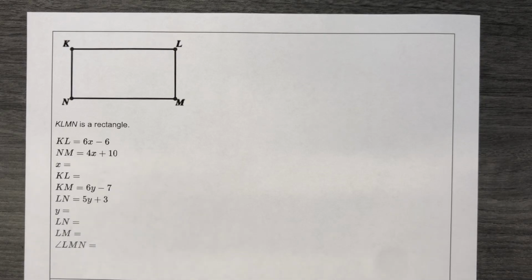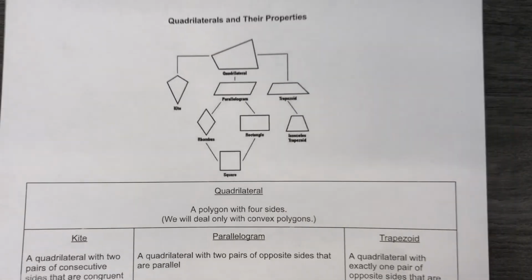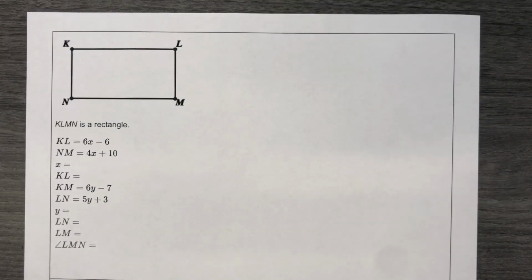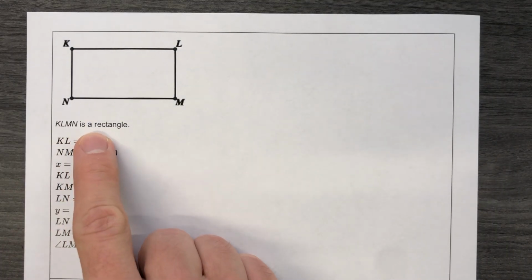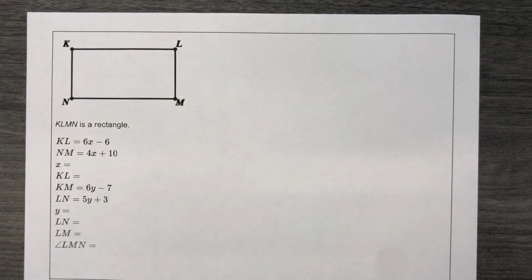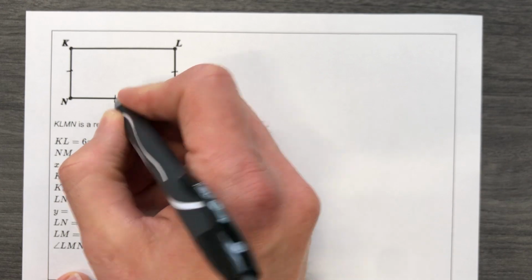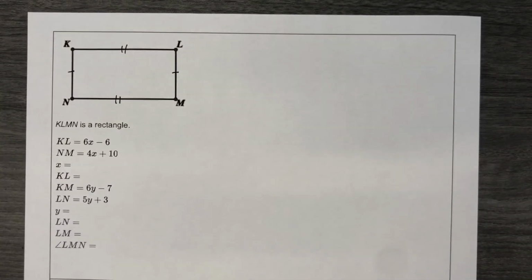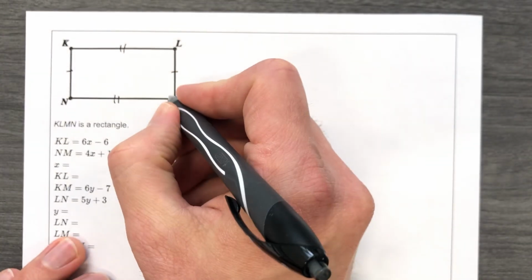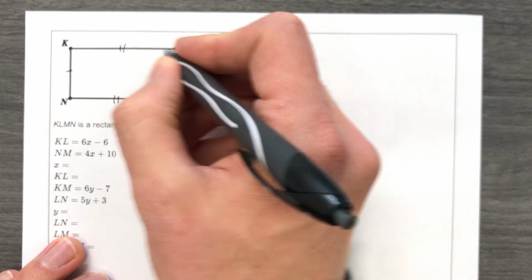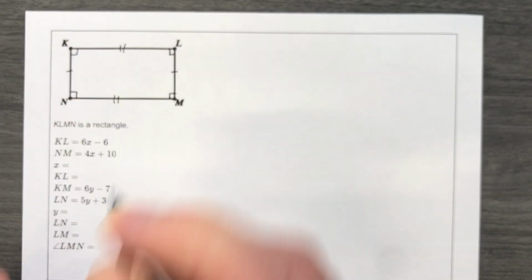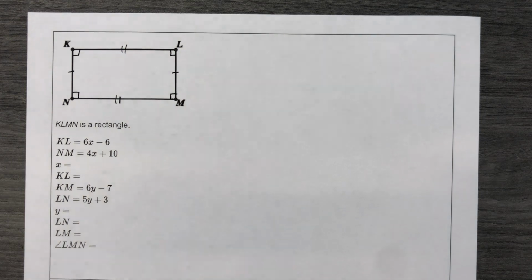Let's continue our conversation about quadrilaterals and their properties with a few examples where we're going to have to apply the properties. Okay, so let's see what we have. KLMN is a rectangle. For that reason, because it's a rectangle, we know a lot of things. We know that this side is congruent to this side, this one's congruent to that one. The opposite sides are parallel because it is a parallelogram. Some other obvious things, right angles all around. You don't have to label all that, but it's there if you need it, okay?